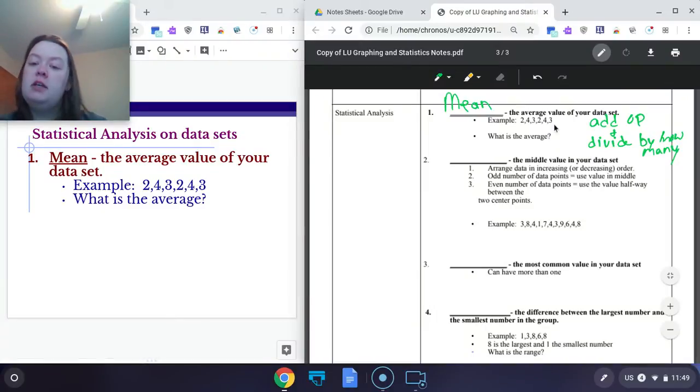So let's just pause, take a second to fill that one out. I'm going to go ahead and do it on my calculator here. So 2 plus 4 plus 3 plus 2 plus 4 plus 3 equals. So I added them up and I got 18, and I'm going to divide by how many there are, and there are 1, 2, 3, 4, 5, 6. So then you take 18, you divide by 6, and that gives you the average of 3.